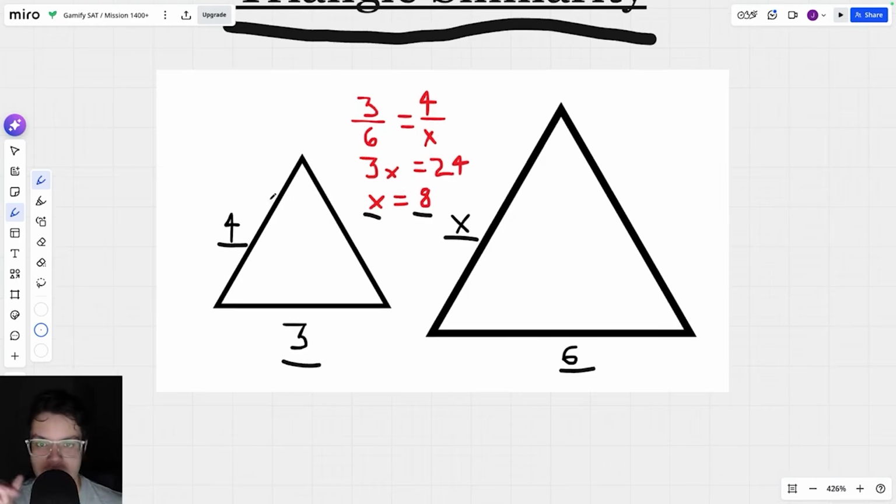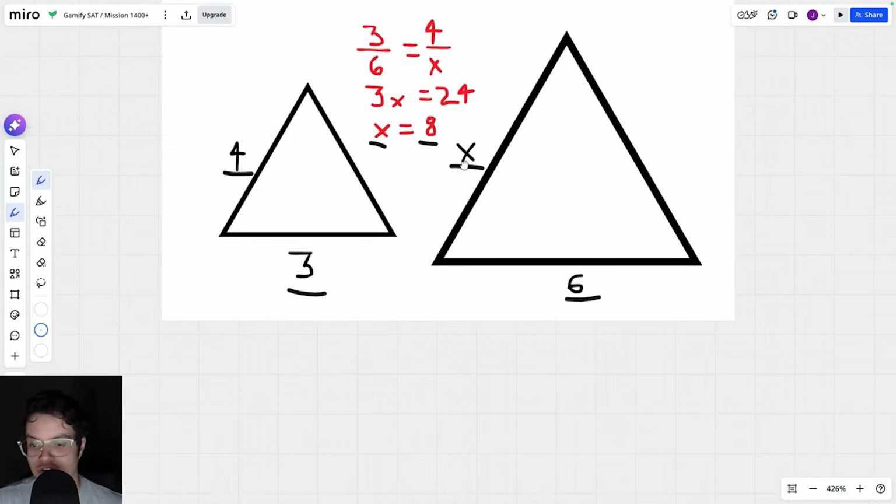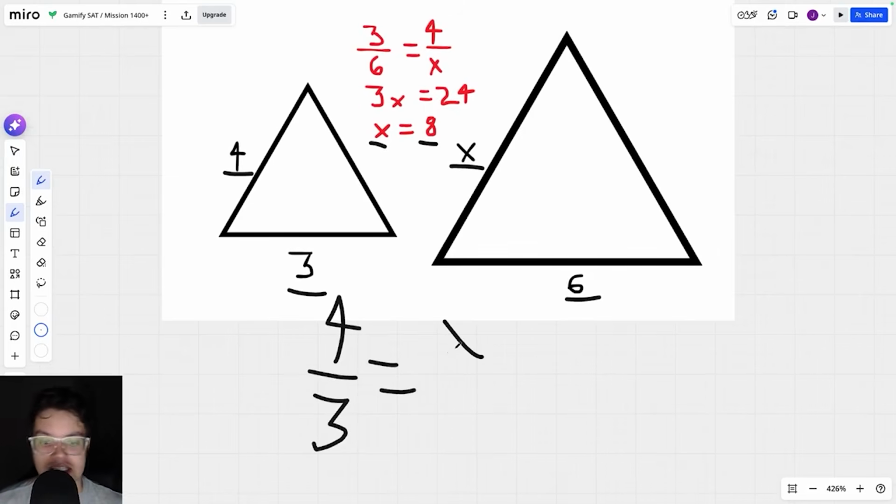I also want to just quickly mention that you can also write the ratio slightly differently. If you want, you could have just said 4 divided by 3 is equal to x divided by 6. This would just basically be taking two things from the same triangle, 4 over 3, and then matching up two things on the second one. So you could also just go ahead and do this. No real difference. It's still going to give you 8 for the answer. So don't worry about that. You can still do that if you want to.